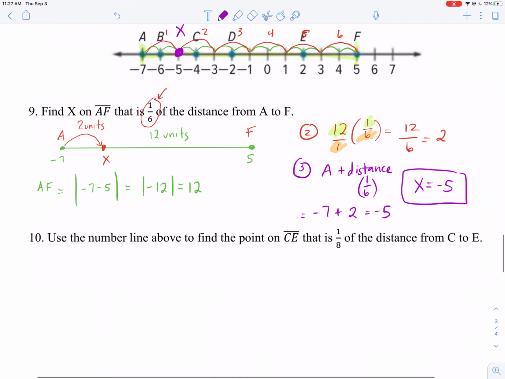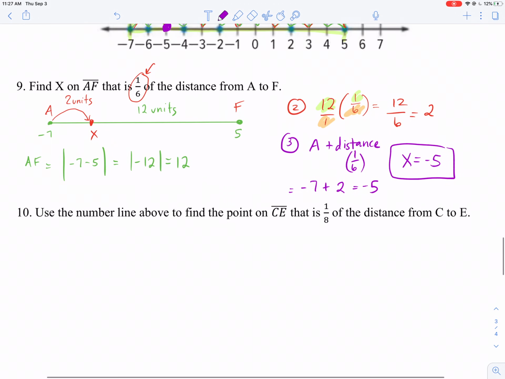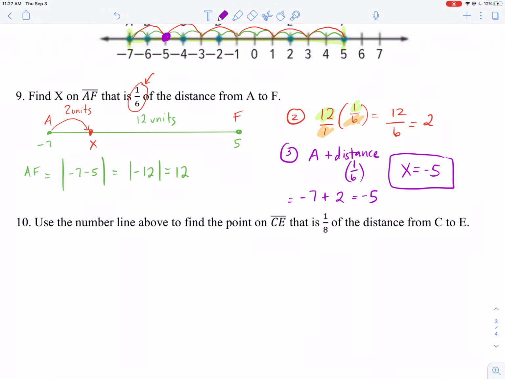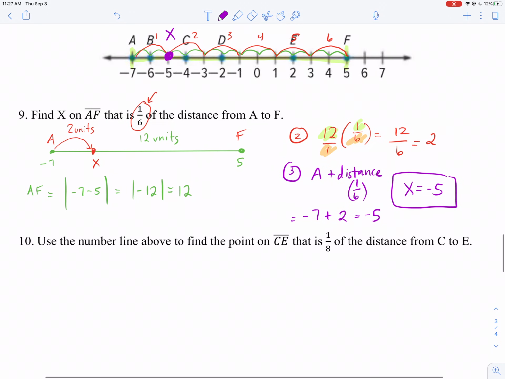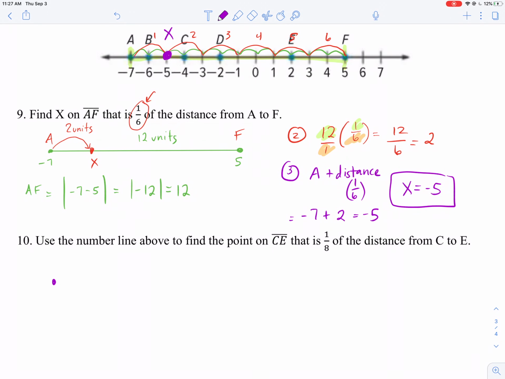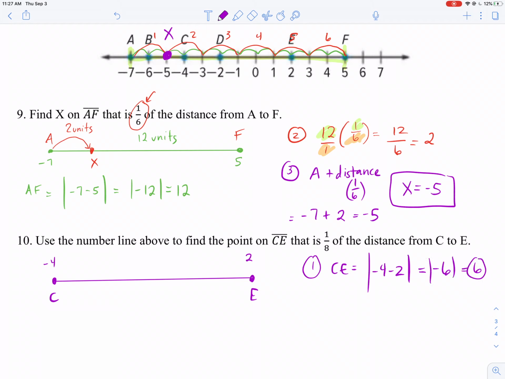Our last question is going to use the number line again, and we're going to find the point on CE that is 1/8 of the distance from C to E. Because I've got a lot going on up there, I'm going to sketch my CE. Here's my E, here's my C. C is at -4, and E is at 2. First thing I'm going to do is find the distance, or the measure of CE. I'm going to use my absolute value, so -4 minus 2 gives me -6 in an absolute value. It tells me it is 6 units.